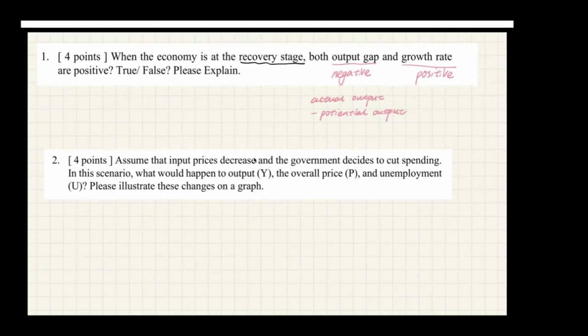Again, because it's at the recovery stage, the actual output is below the potential output. So now this one is negative. So the answer to this question is false, because the output gap is negative and the growth rate is positive, while in the statement, both output gap and growth rate are positive. This is not true. Okay.